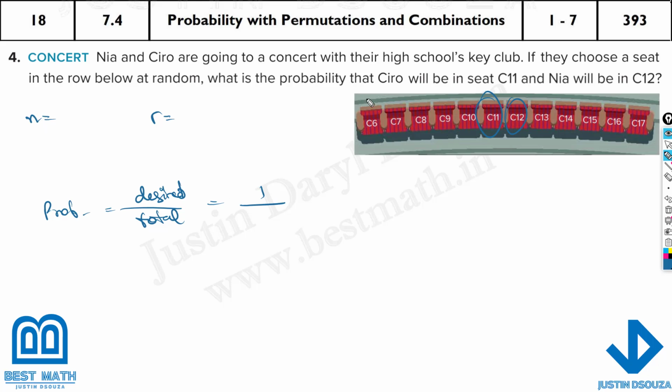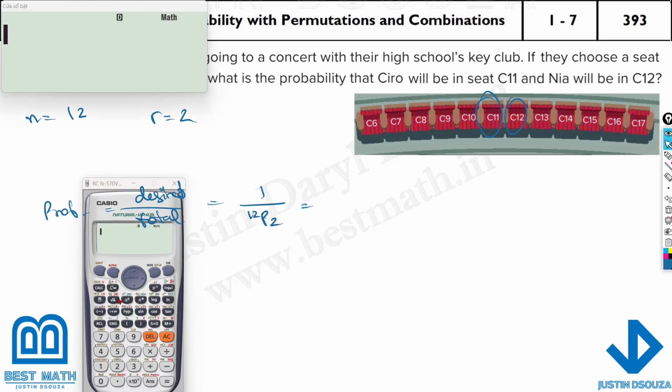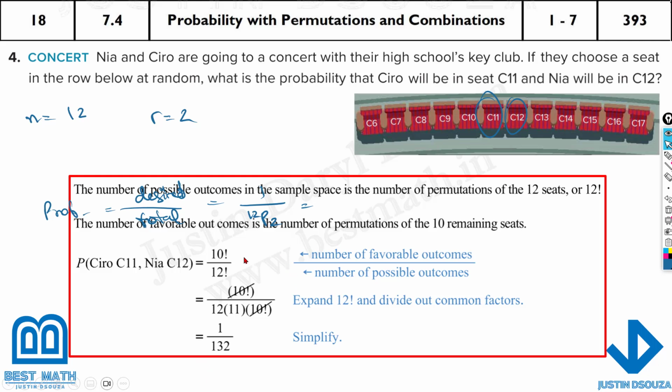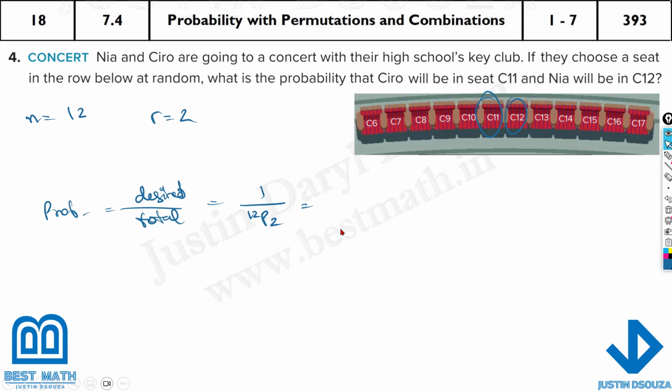What is the N? Let's count all the seats. 1, 2, 3, 4, 5, 6, 7, 8, 9, 10, 11, 12. N is 12. What about R? 2 seats, right? 2 selection. We just have to write 12P2. Here it is permutation because the arrangement matters. That's it. You put it in the calculator and you get the answer. It is 1 divided by 12P2, and here you go. It's 1 by 132.